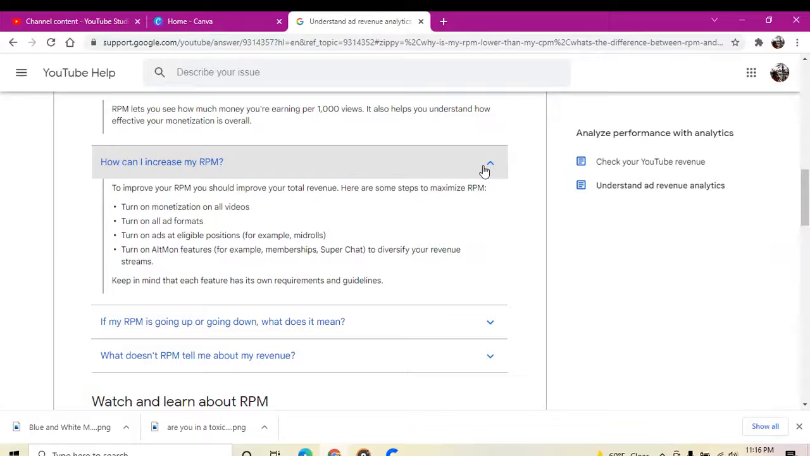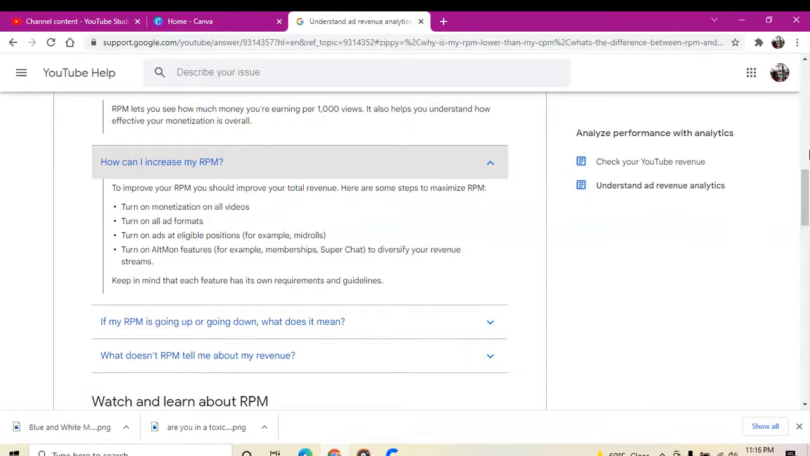And here are some steps to maximize your RPM. Turn on monetization on all your videos. Turn on all ad formats. Turn on ads at eligible positions, for example, mid-rolls. Turn on other monetization features, for example, memberships and Super Chat, to diversify your revenue streams. And keep in mind that each feature has its own requirements and guidelines.